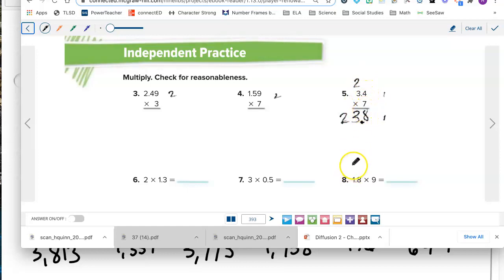3 times 7 is 21. 23 is close to 21. If I put it here, that would be 2. That's not close to it. If I put it over there, that would be 238, and that's not close to it.